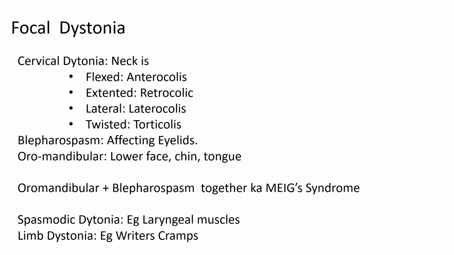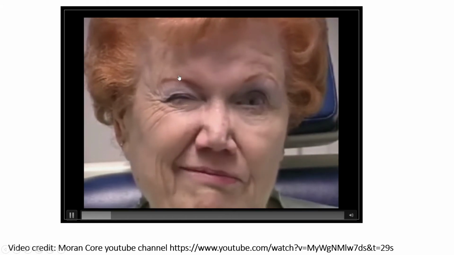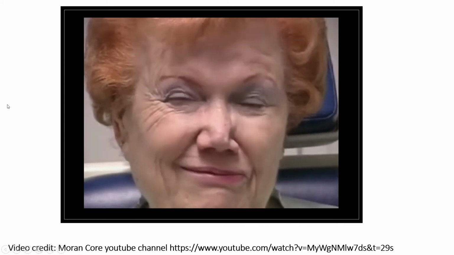Okay, spasmodic dystonia may involve the laryngeal muscles, while hand dystonia will be affecting the writer's cramp. So again, we come to this lady. We can see that there is blepharospasm, that is in the eyes, as well as orofacial dystonia. So this is actually a lady with Meige syndrome having both blepharospasm and orofacial dystonia.